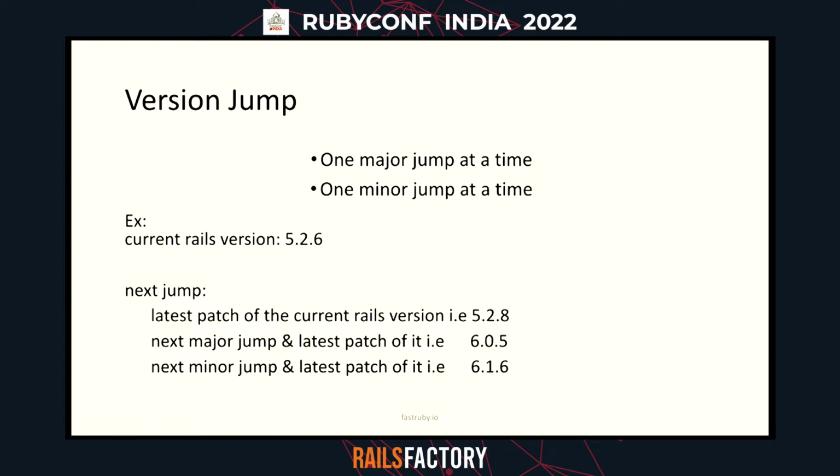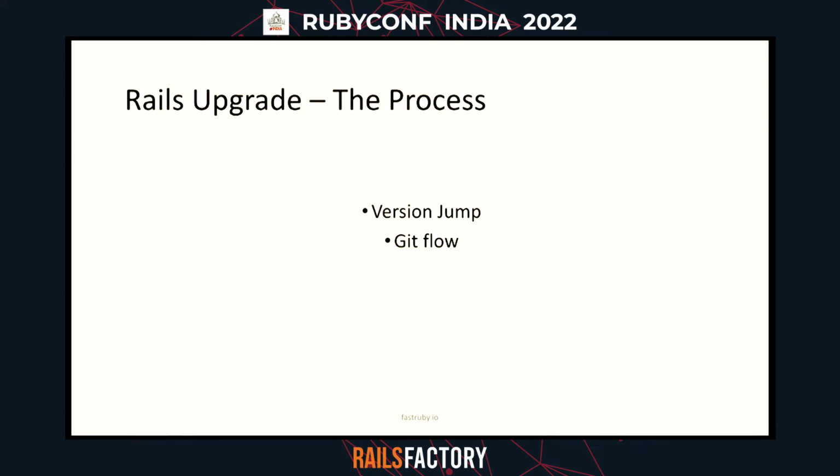The second, now you are on 5.2.8. So the next major jump is 6.0. You go to 6.0, and also you go to the last patch of that series, for the same reason, that you have all the security fixes already there. So you go to 6.0.5. Now, the next one is 6.1.6, because I can't go to Rails 7.0 directly. I'll go to the next minor jump of that series, which is 6.1.6. That's how you decide the version jump.